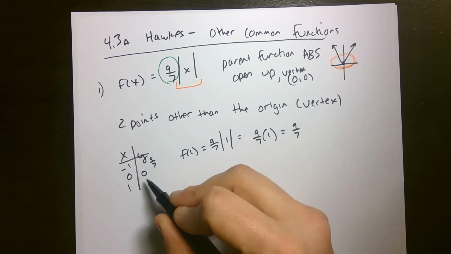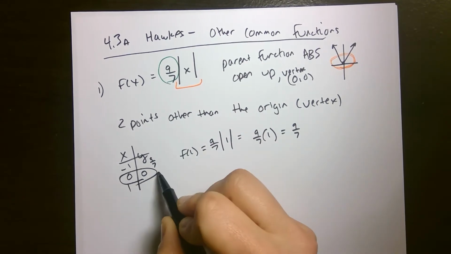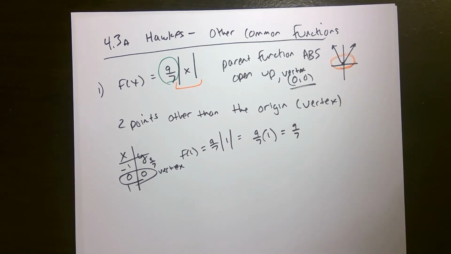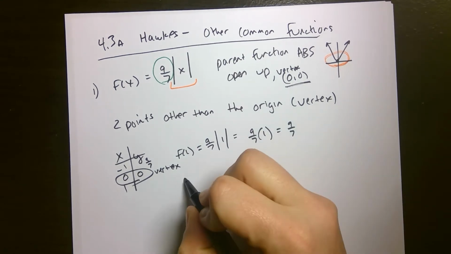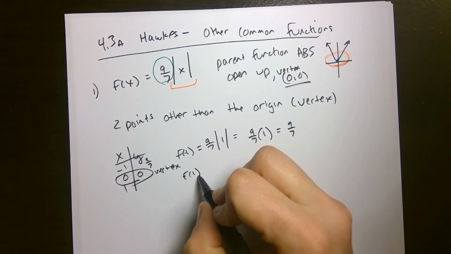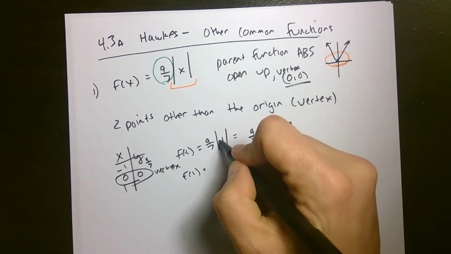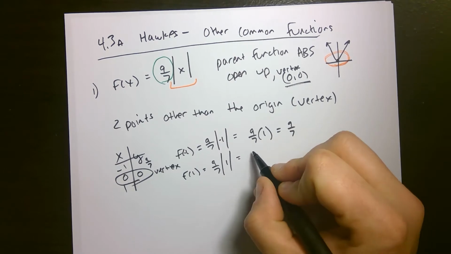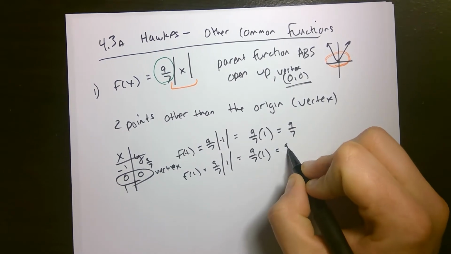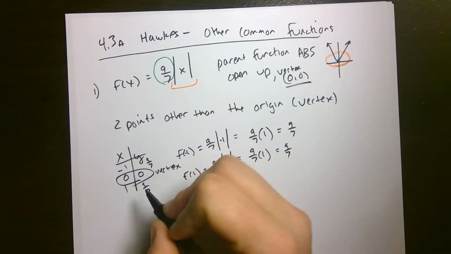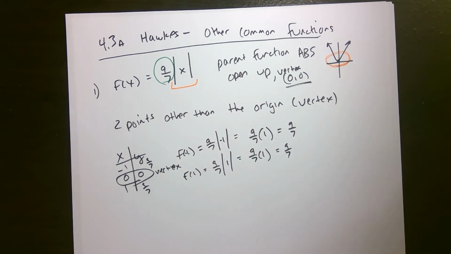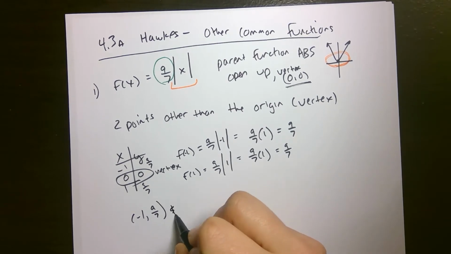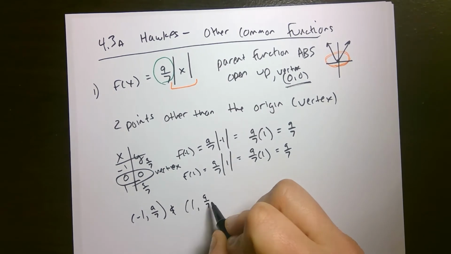We're going to do this again. We don't have to worry about finding 0, 0 because we know that this is the vertex. That's been given to us at the beginning. We know that in our mind, so we don't have to plug that in. So let's find f of +1. That's going to be 9/7 times the absolute value of +1, which is 9/7 times 1, which is again 9/7. So I have the point 1, 9/7. Now, in Hawks, what they're going to ask you to do is type in this point, -1, 9/7, and also type in the point 1, 9/7.